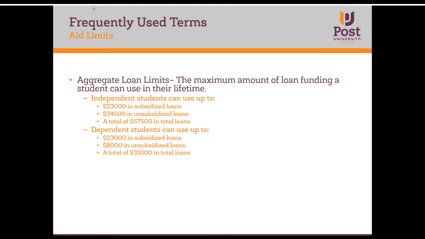Why is that dependency status important? Well, if we look at the second entry here, dependent students can only borrow up to $31,000. Same $23,000 in subsidized loans, but they're only available an $8,000 amount in the unsubsidized. There are ways that students' funding can be extended for dependent students. If you're a dependent student and you feel that your award is too low or have concerns about it, reach out to your advisor. There's a couple different options that we have for dependent students that might be able to open up a bit more funding for you. Just not the topic of this particular presentation.